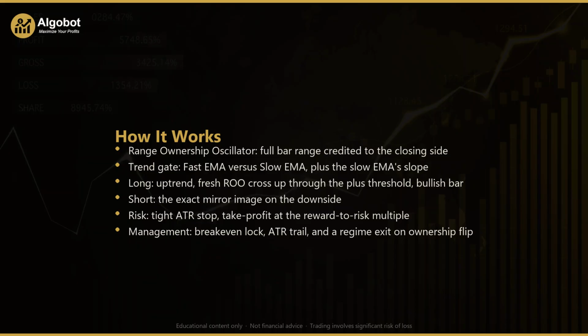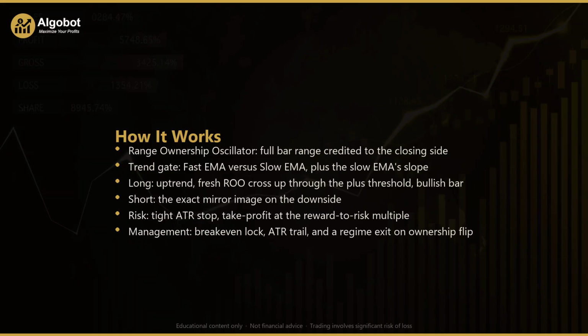Second, the ownership signal. Over a window of recent bars, 10 by default, the oscillator computes the net share of range owned by buyers versus sellers. The strategy then looks for a fresh cross. For a long, the oscillator must have been at or below the plus threshold, which defaults to 30, on the previous bar, and then push above it on the signal bar. That freshness rule matters, because it captures the moment ownership shifts rather than acting late while it is already elevated.